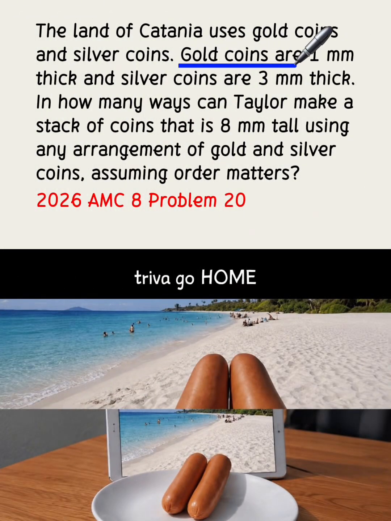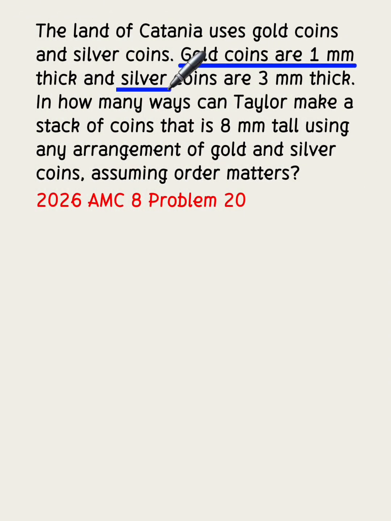Here, gold coins are 1 millimeter thick, and silver coins are 3 millimeters thick. How many ways can Taylor make a stack of coins that is 8 millimeters tall?